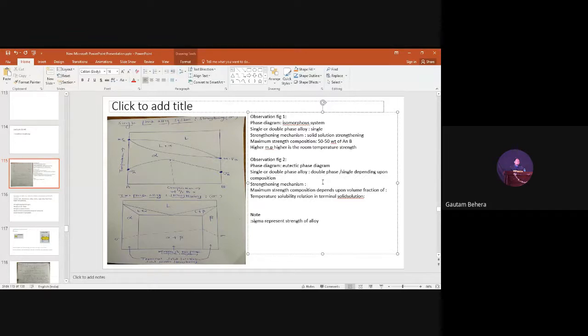Now, strengthening mechanism. This sigma represents the strength of the alloy. You told me that the strengthening mechanism here is solid solution strengthening due to formation of a solid solution. So here, will the strengthening mechanism remain the same or will it be variable? Variable, very good. How is it variable? Can anybody justify that?